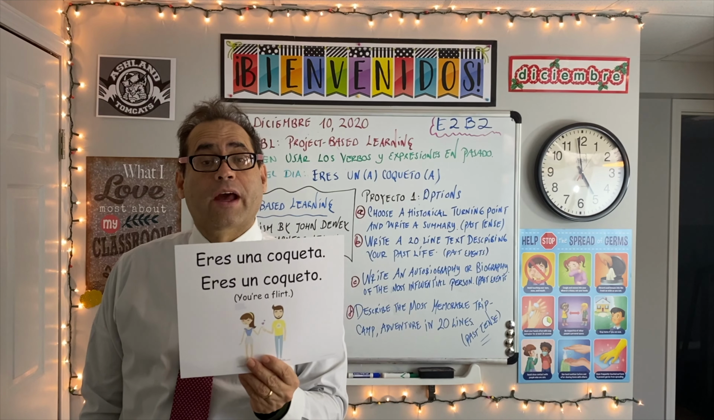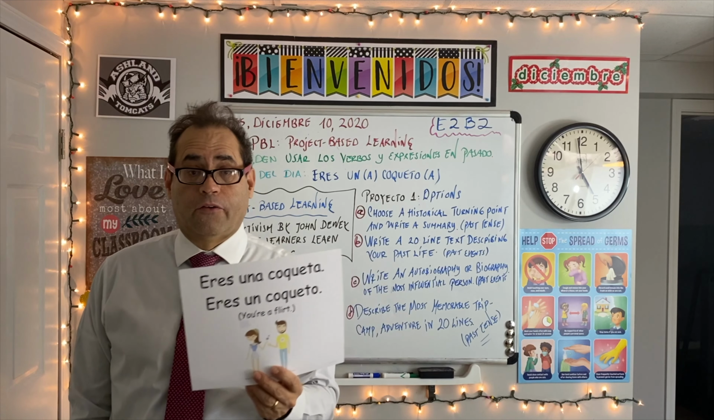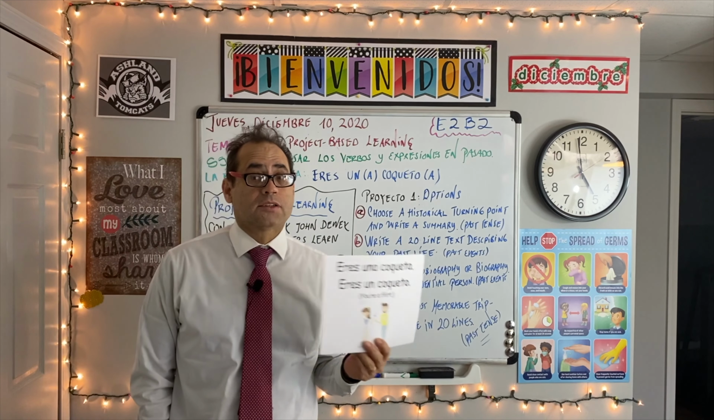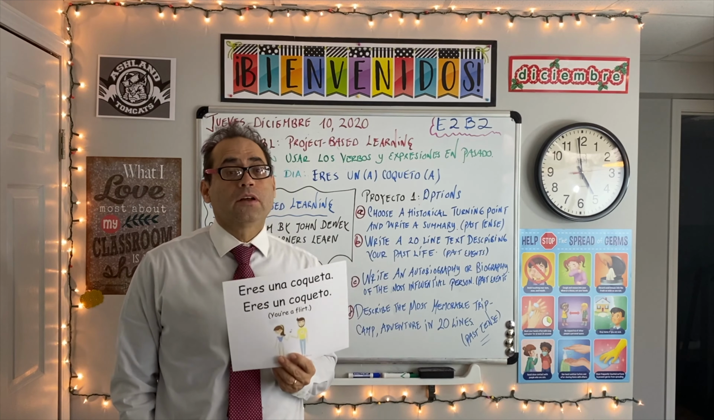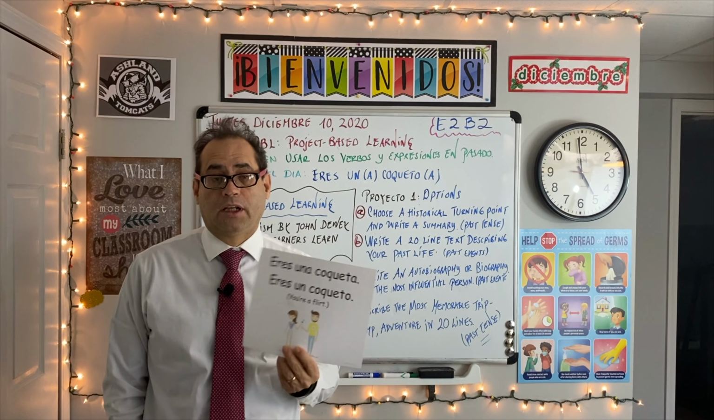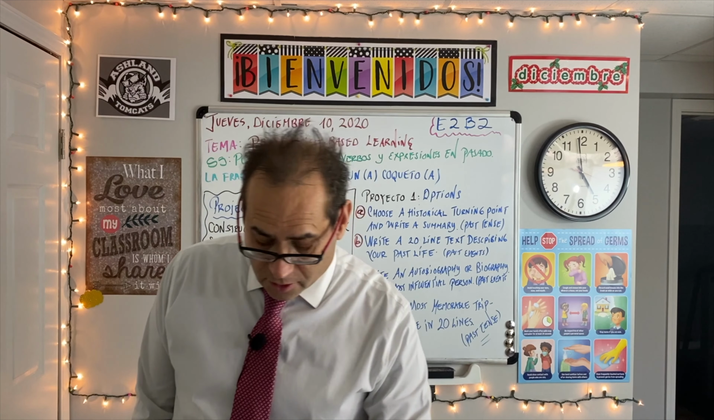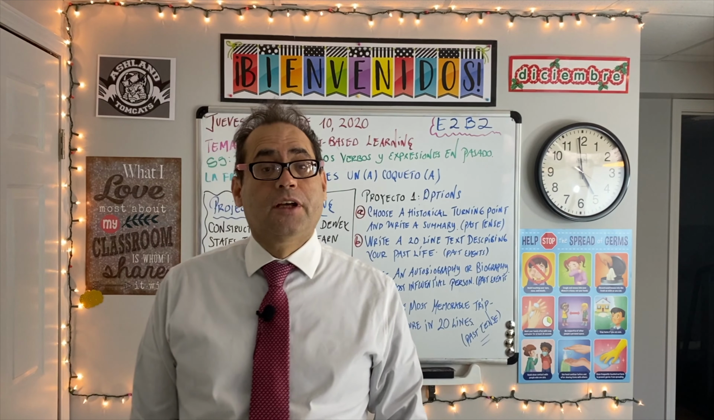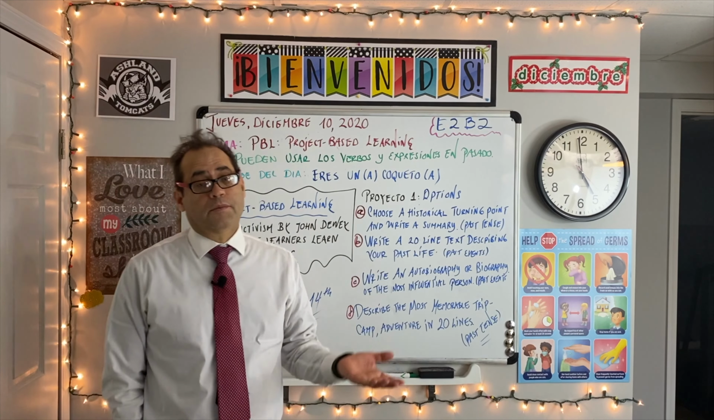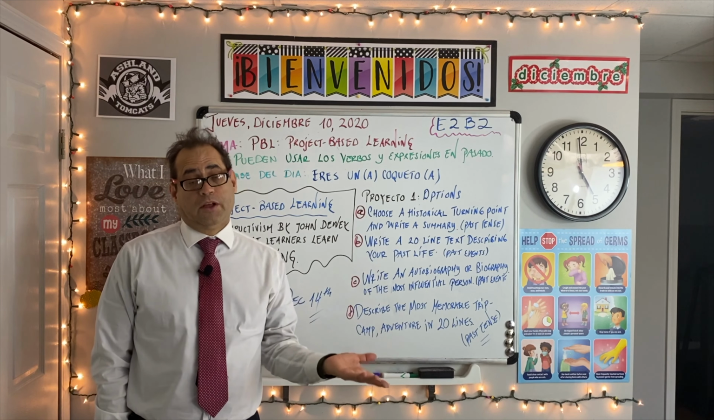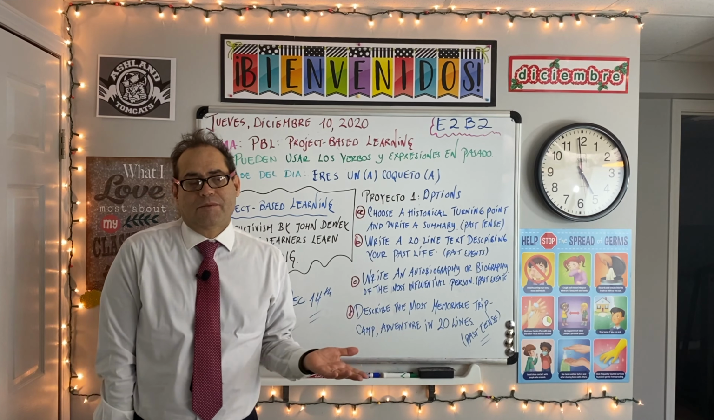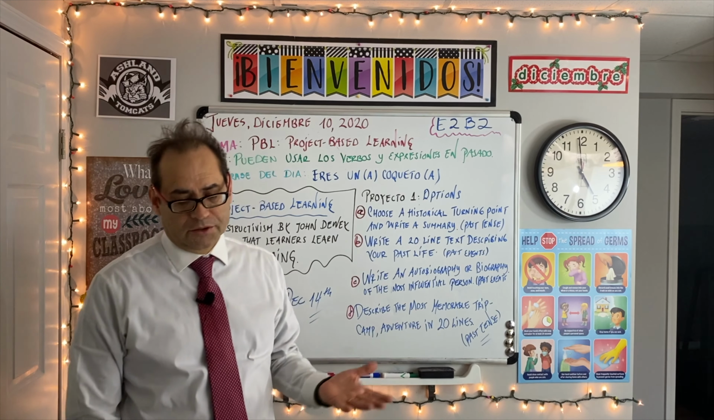Eres un coqueto. Maybe you've got a girlfriend or a boyfriend, and then he or she is looking at somebody else. Hey, eres un coqueto. Eres una coqueta. What are you looking for? I mean, you've got here what you need. All right, guys. What are you going to give as a present? Just start thinking about giving a Christmas present. But when you marry him or her, or when you go out with him or her, you already have everything. So, what can you do? What can you get for that person?